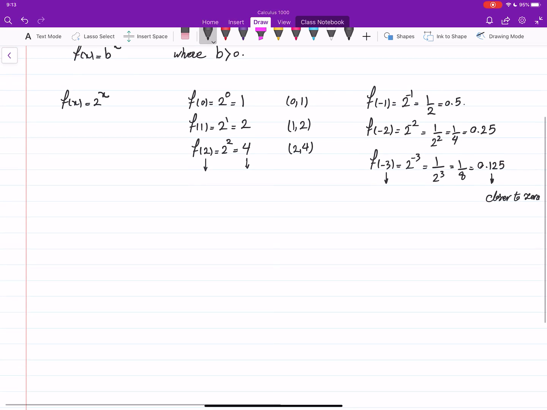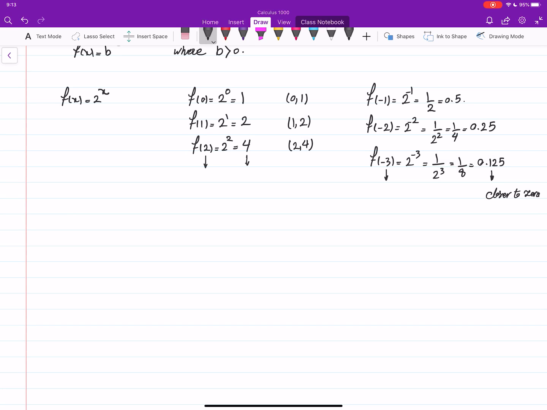So if I want to sketch the graph, I need to put these points on the graph, these coordinates. Let me do the red dots. So 0, 1. At 1, this is 2. At 2, it is 4. And for 8, I don't have enough space to do that one. But what about negative 1? Negative 1 goes to half. At negative 2, it goes half of that, 0.25. At negative 3, even less than that. And if I connect these dots, I see that the graph of this function should look something like this.